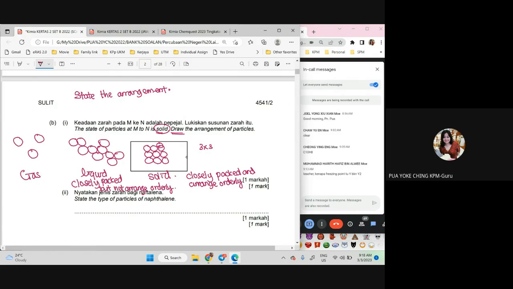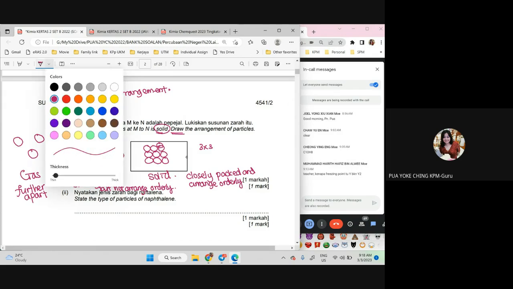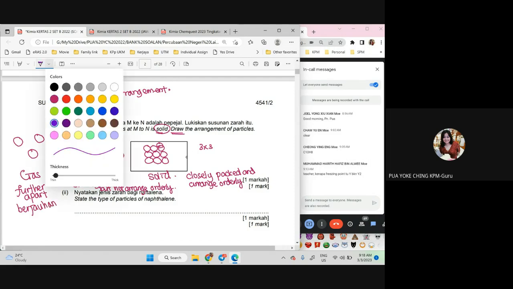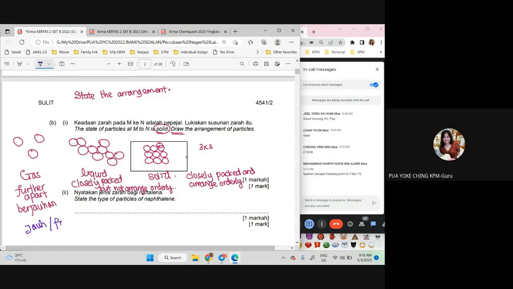Gas, it will be further apart. For gas you must be careful, you cannot write far. In BM it is berjauhan. Far is rejected, it is wrong. It must show between the two. If you want to write far, you have to write it very long: far distance between each other. But that one is the second option answer, meaning not the first answer in the answer script.